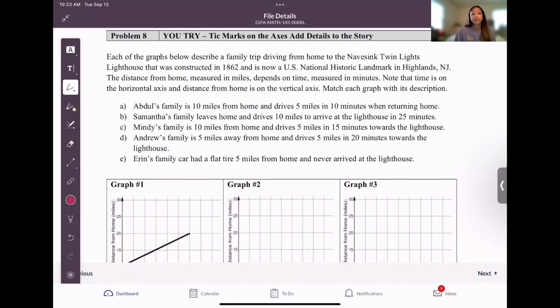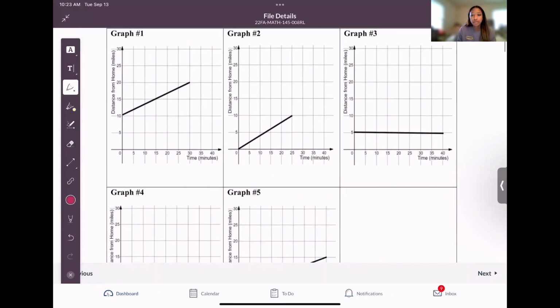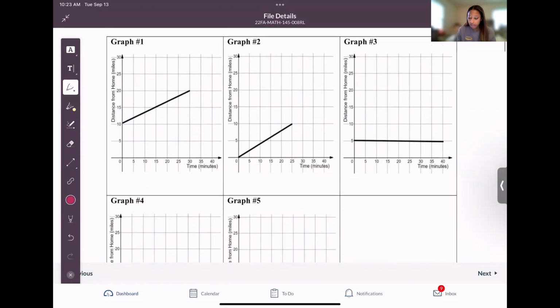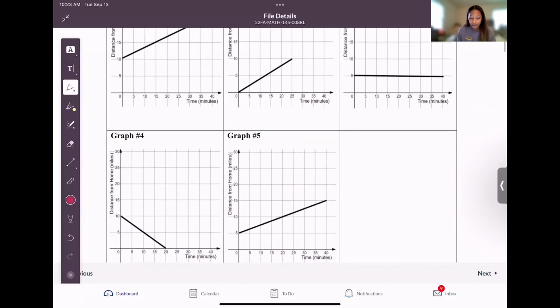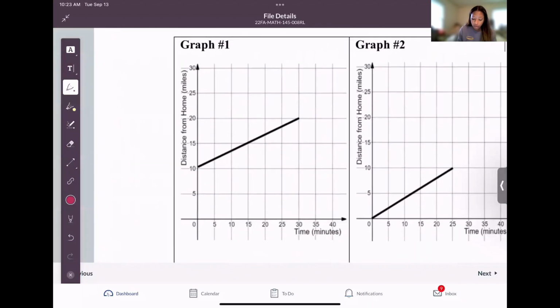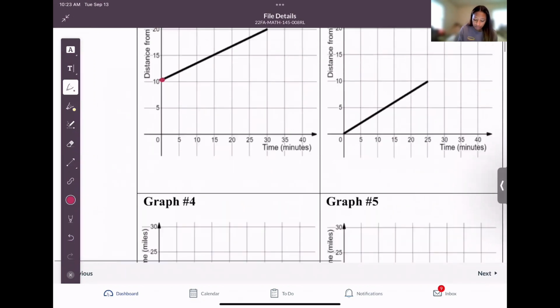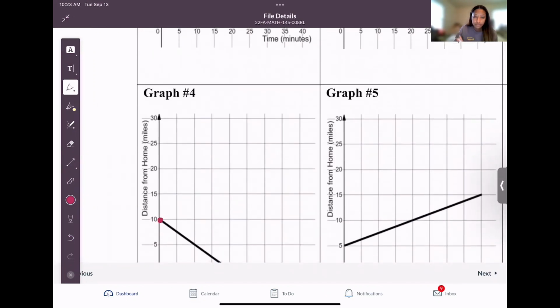Okay, for the first one, it says Abdul's family is 10 miles from home and drives 5 miles in 10 minutes when returning home. So when we look at these graphs, 2 things we can do. First, look for the ones that start off 10 miles from home, because it says that Abdul's family was 10 miles from home. All right, so we can eliminate graph 2, graph 3, graph 5. We've narrowed it down to either graph 1 or graph 4, okay? Graph 1 starts off 10 miles from home. And graph 4 starts off 10 miles from home. All right, so that's good.